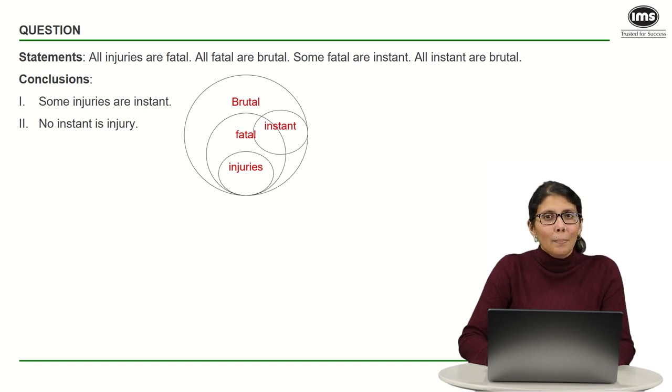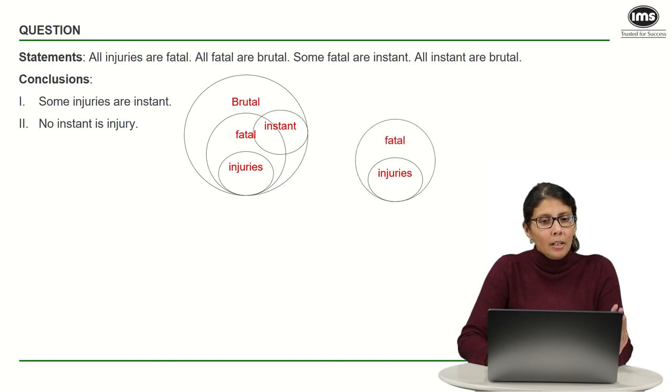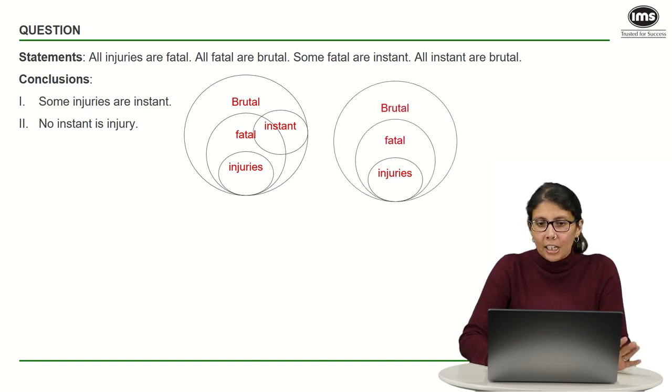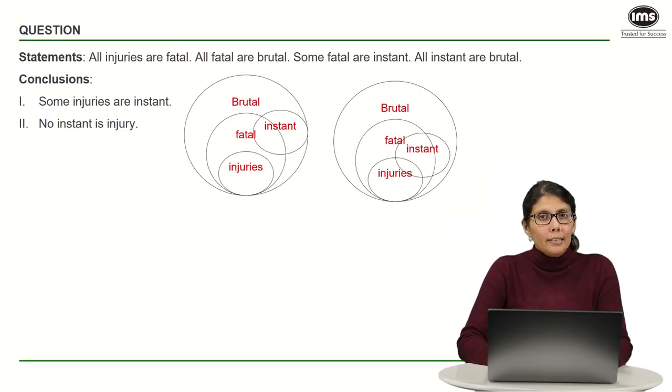This is where multiple possibilities might strike you. All instant are brutal. This we do not really need to draw because we already have the circle instant within the circle brutal. Now, what other way could I have drawn it? Let's look at that. Again, we start off exactly the same way. All injuries are fatal. All fatal are brutal. No change here. The change will come into play now. Some fatal are instant. I can draw instant overlapping with injuries also.